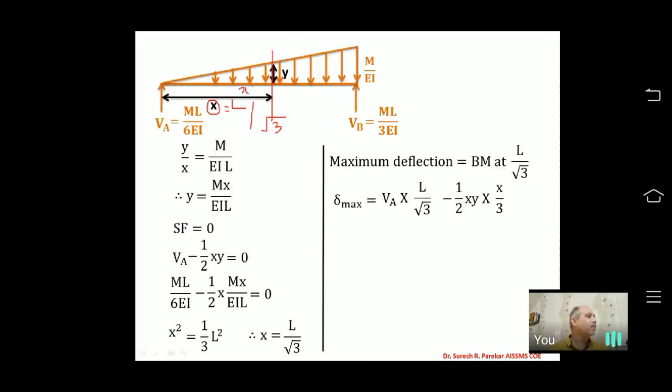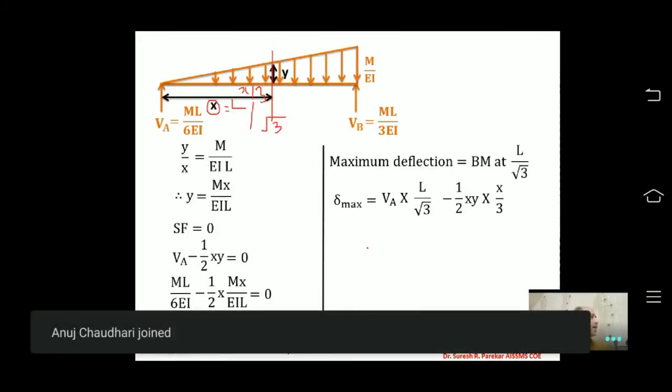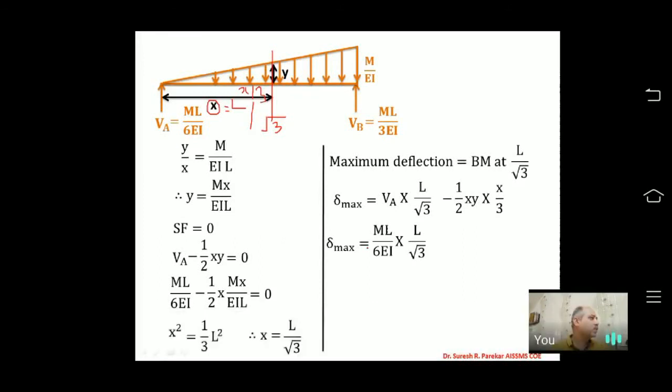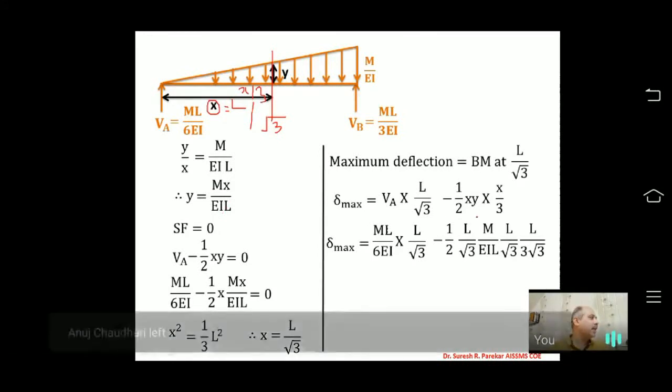And therefore now we will substitute the value of y, and then we will get the maximum bending moment, which will be my deflection. And then we have delta max. I have substituted VA, ml by 6EI, L by root 3, and minus x is L by root 3, y is Mx EI by L. So first M EI by L.